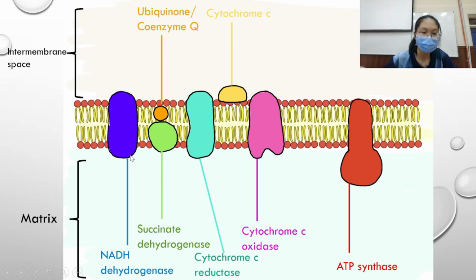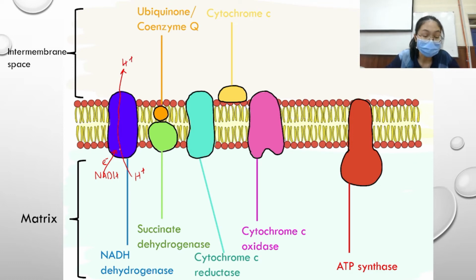And now I will explain how the electron passes through the ETC. Alright, first the NADH will pass electron to NADH dehydrogenase because the NADH dehydrogenase is more electronegative than NADH. And when the electron is passed to this enzyme, there's an energy release, and the energy is used to pump proton from the matrix to the intermembrane space, which is the H plus pumped to the intermembrane space.